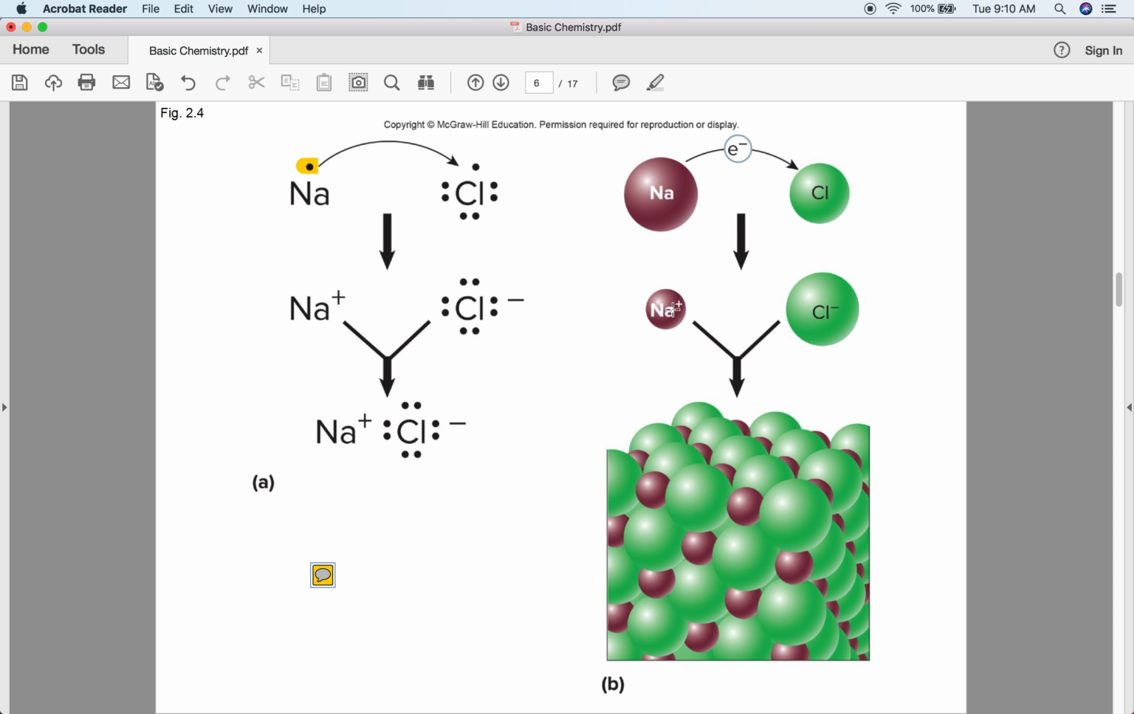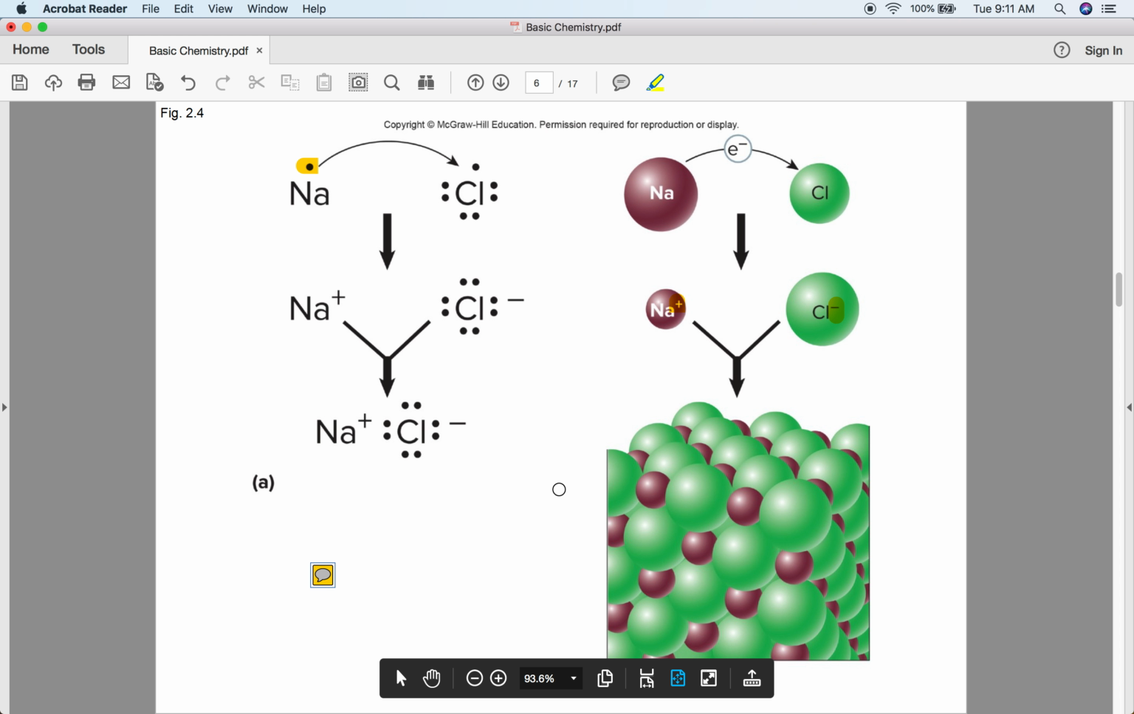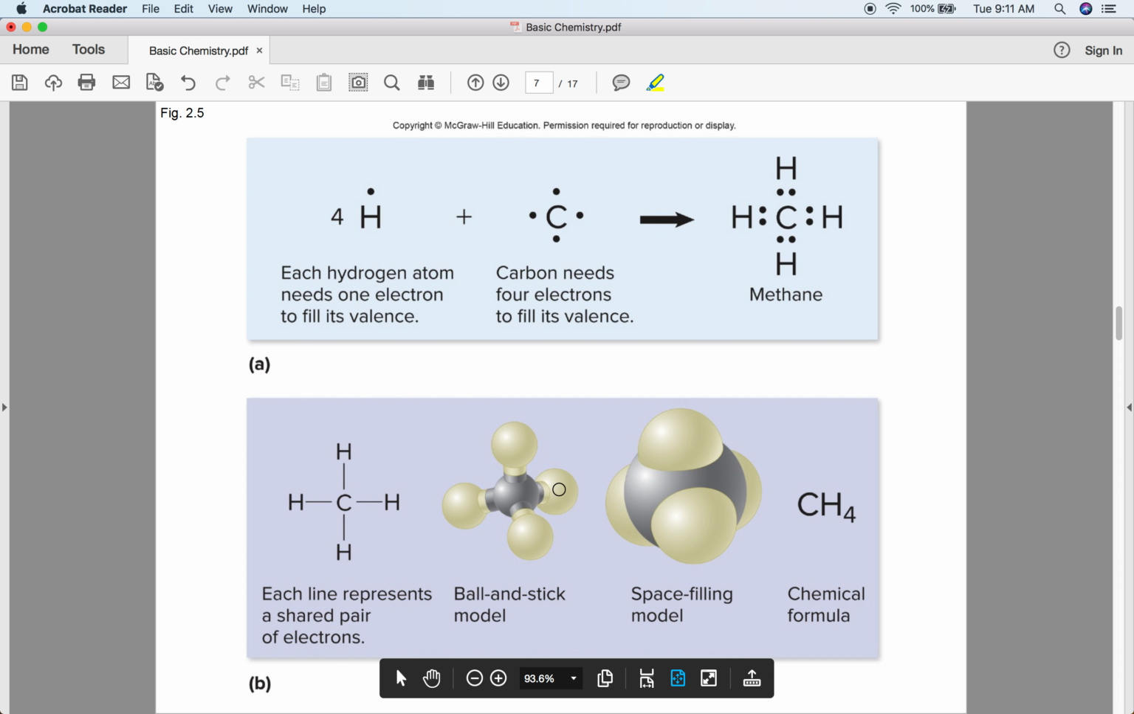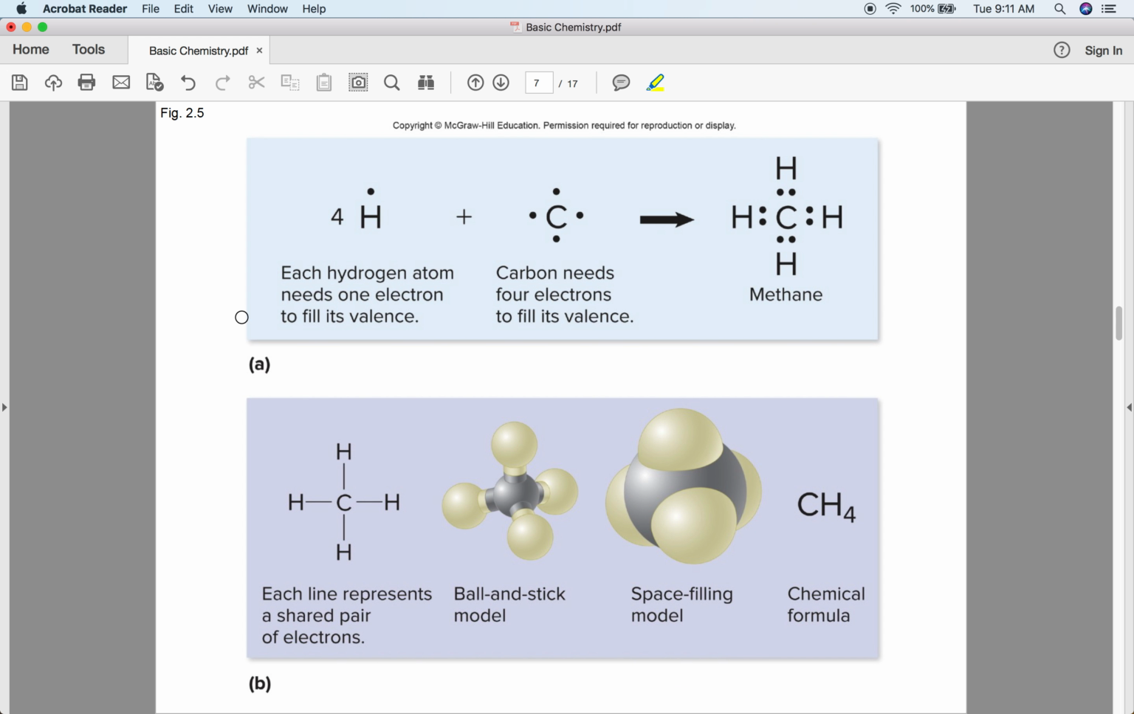The sodium loses its electron to the chlorine. The sodium becomes positively charged, the chlorine becomes negative, opposites attract, and we form an ionic bond between these. So that's sodium chloride, or table salt. If we dry it out, it forms a crystal, and that's what we're seeing here, the sodium chloride crystal.